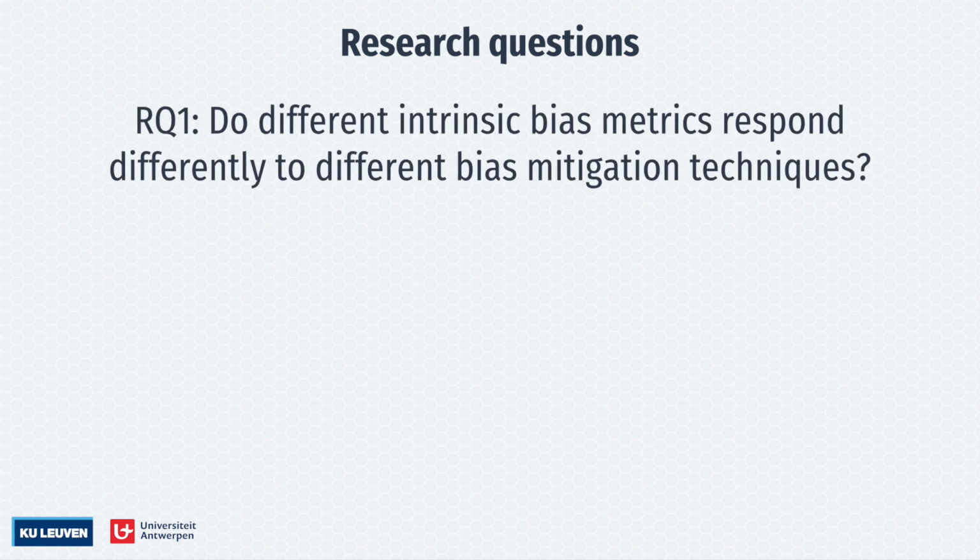So in the first question, we would want to look at whether different intrinsic bias metrics respond differently to different bias mitigation techniques. By this, what we mean is whether improvements by different intrinsic bias mitigation techniques are equally detectable by different measuring techniques, or whether some measuring techniques are more sensitive or overfit to different mitigation techniques for intrinsic bias.